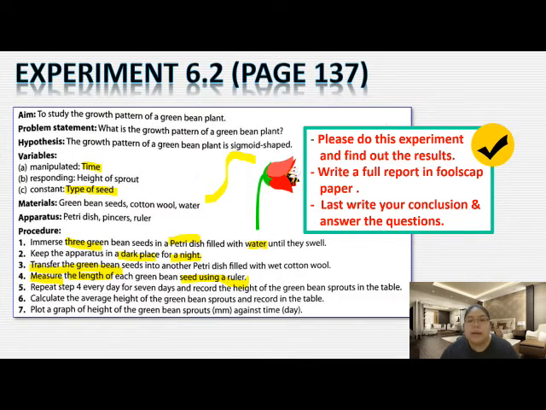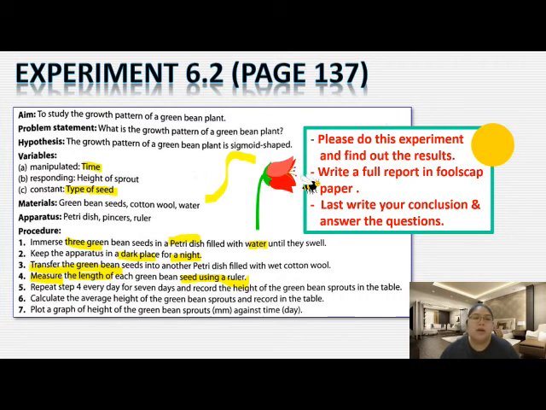So make sure the seedlings have come out. Then you can put them inside the dark box for 1 day. Okay, after 1 day in the dark box, you take them out. You measure the height. After measuring the height, transfer them to another Tupperware. The Tupperware must be filled with wet cotton wool at the bottom. Then you put the 3 green beans inside that new Tupperware.